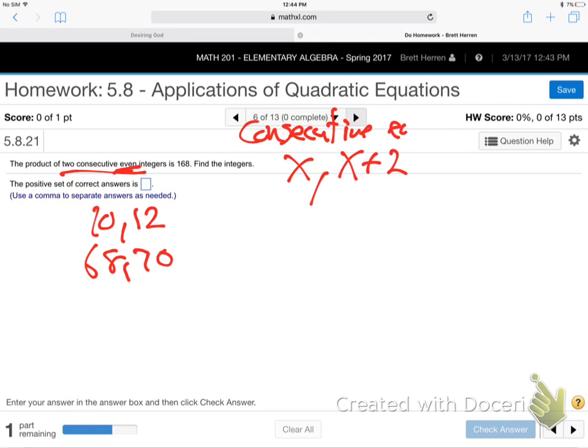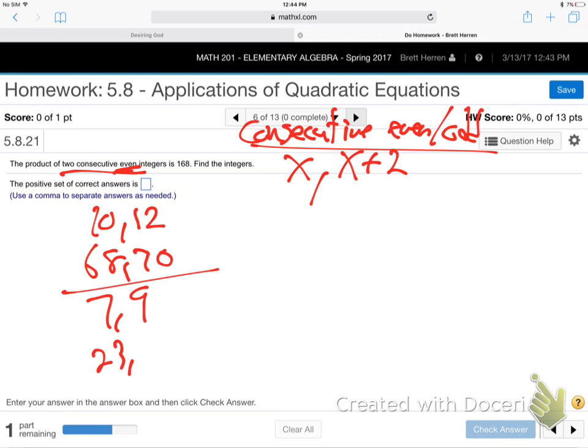By the way, in some of these word problems, they'll say consecutive odd. It's the same thing. Because think about odd numbers. 7 and 9. 23 and 25. They're always separated by 2 as well. From odd number to odd number or even to even, the jump is always 2. Isn't it? That makes sense? Because it's 2 higher. To go to the next even number is 2 higher. That makes sense? So it's x and x plus 2.